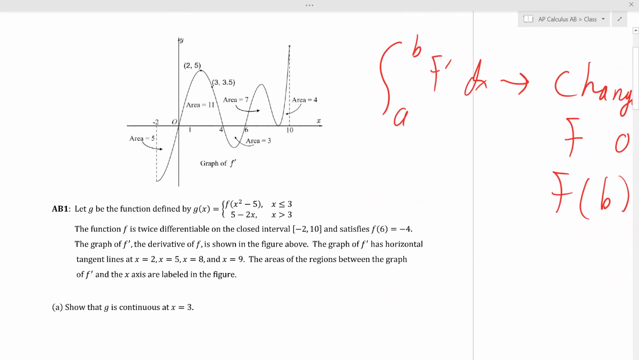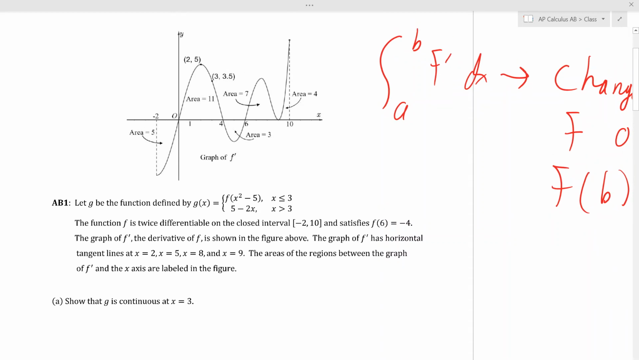And then they make up this whole new function g of x, which is dependent upon f, but it's got some weird function inside of it, like it's composed with a parabola in there, and then 5 minus 2x. All right, so they tell us the function f is twice differentiable. It satisfies f of 6 is negative 4, so this is a key piece for us. So now we know 1 point.